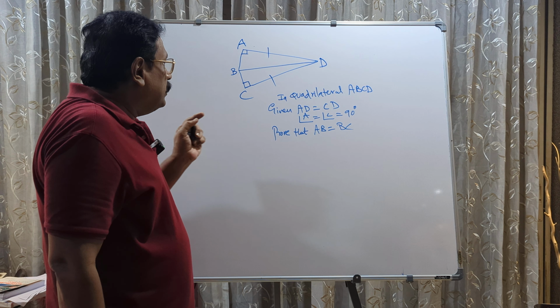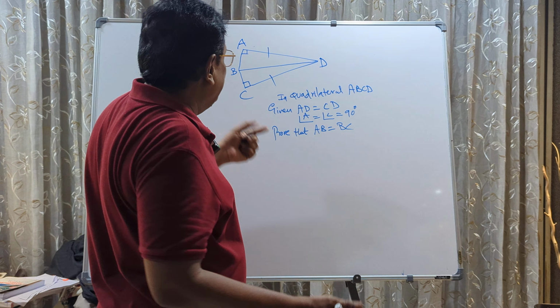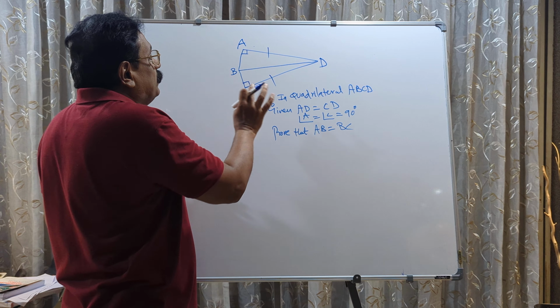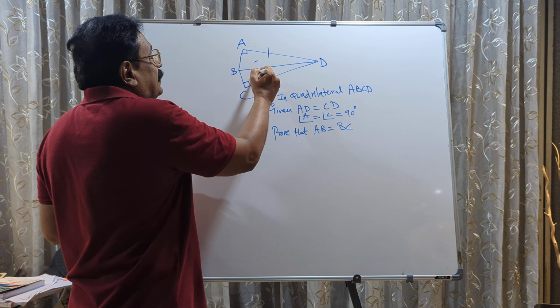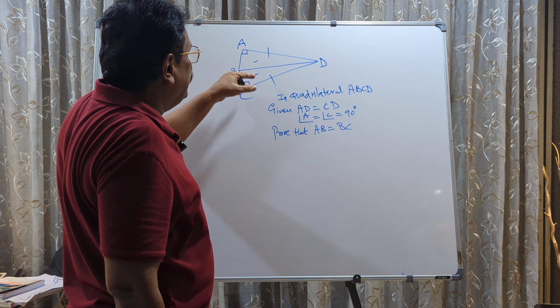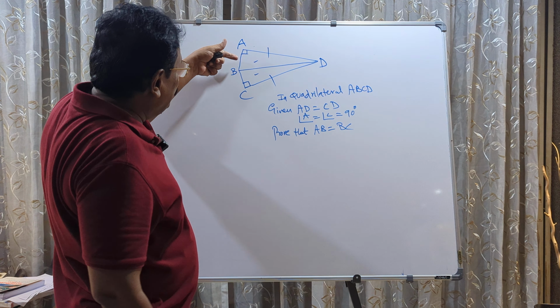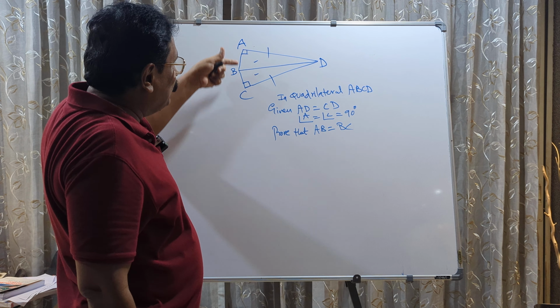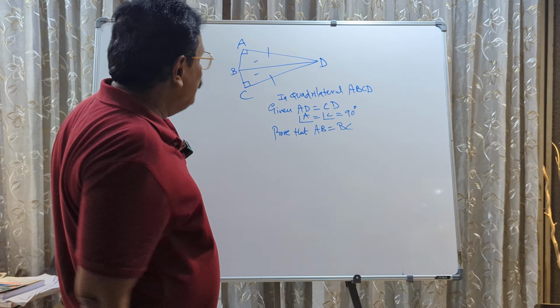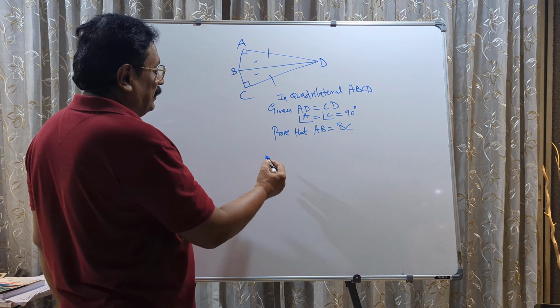So what does our common sense say? To prove this, we will take this triangle and this triangle, right? Once we establish that this triangle is congruent to this triangle, naturally these two will be corresponding parts of congruent triangles, CPCT. So come on, let's start.